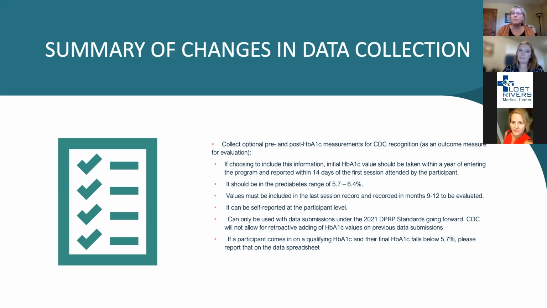The value must be in that pre-diabetes range of 5.7 to 6.4. It can be self-reported and can only be used for future submissions. So you can't go back and add those values to your past submission. So if you have a participant on a past submission, you can't start collecting that A1C for them officially using that data. So it has to be on new participants coming up.